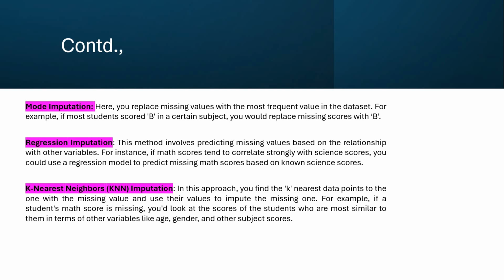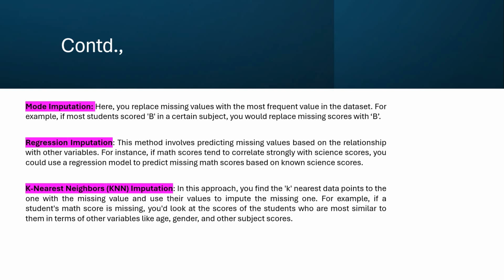Mode imputation is there. Here, you can replace missing values with the most frequent value in the dataset. For an instance, if most students scored B grade in a particular subject, you can replace the missing value with B. Regression imputation is the next one, where we will predict the missing values based on the relationship with other variables. For an instance, if the math score tends to correlate strongly with science score, you can use a regression model to predict a missing math score based on the science score.